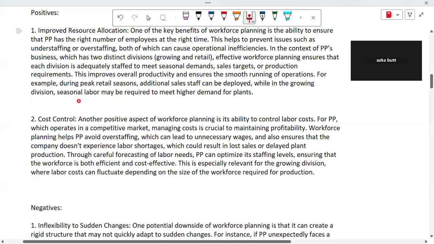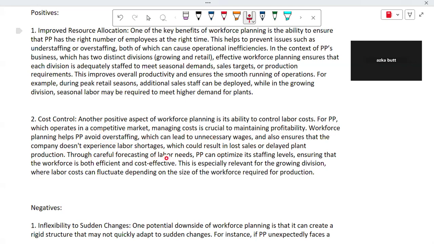And the second benefit is cost control. Another positive aspect of workforce planning is its ability to control labor costs. So for PP, which operates in a competitive market, managing costs is crucial to maintaining profitability. Workforce planning helps PP avoid overstaffing, which can lead to unnecessary wages, and also ensures that the company does not experience labor shortages, which could result in lost sales or delayed plant production.